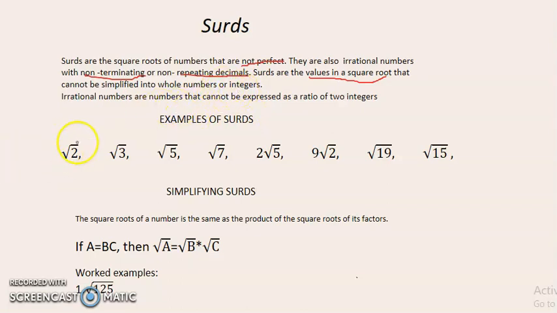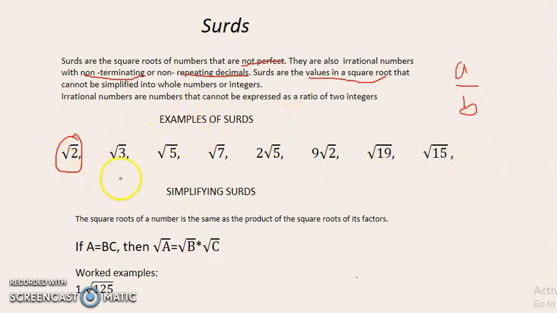Now, this value here, the root of 2. When you punch the root of 2 into a scientific calculator, you get 1.41421, and then it goes on. Now, this answer cannot be expressed as a ratio of a over b, meaning that the value in the square root is irrational. So the root of 2 is a surd because it is non-terminating and non-repeating.